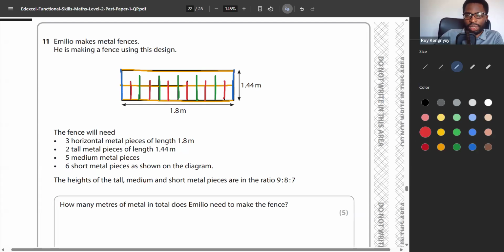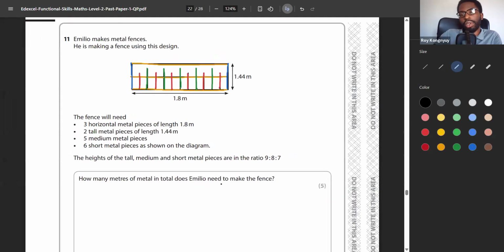Now the heights of the tall, medium, short metal pieces are in this ratio. Let's see. So how many meters of metal in total does Emilio need to make the fence? Very interesting question. So currently we only know the lengths of the yellow pieces and the blue pieces. We don't know the length of the green and the red.